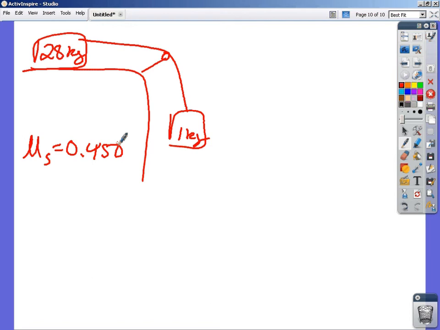Alright, sand is gradually added to the bucket until the system just begins to move. It says calculate the mass of the sand added to the bucket. So if it's just beginning to move, this is the friction we're dealing with. Essentially what we're being asked to solve for is how much mass we are going to add over here in order to overcome this static friction.